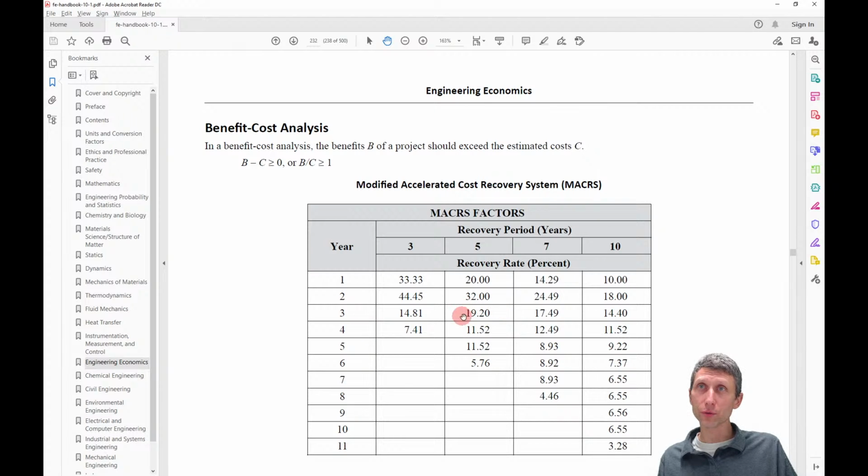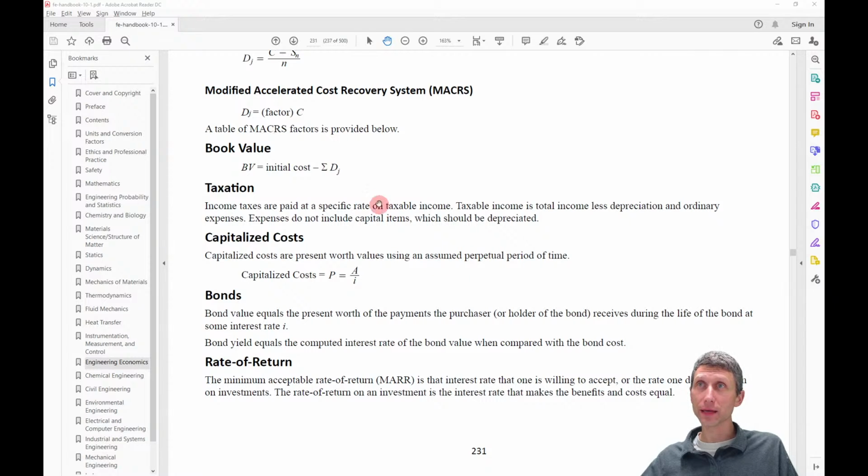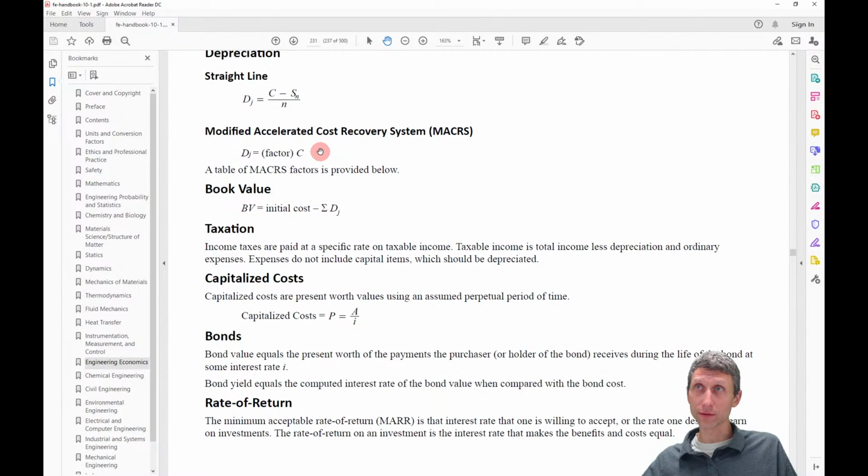So year 3, we're going to use this 19.20 for our factor. And actually, if I come back here for a second, the modified accelerated cost recovery says the depreciation is going to be the factor times the initial cost. You don't subtract the salvage value here like you did for the straight line depreciation. So for MACRS, you do not. You just take the full cost.